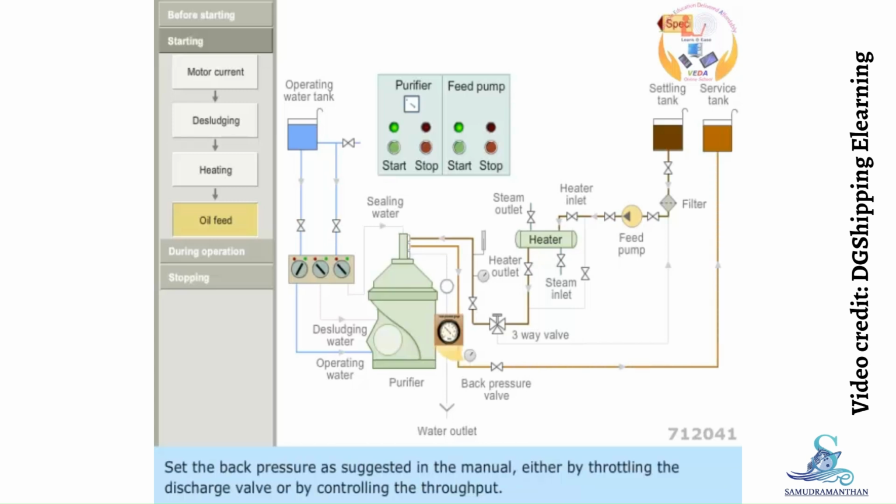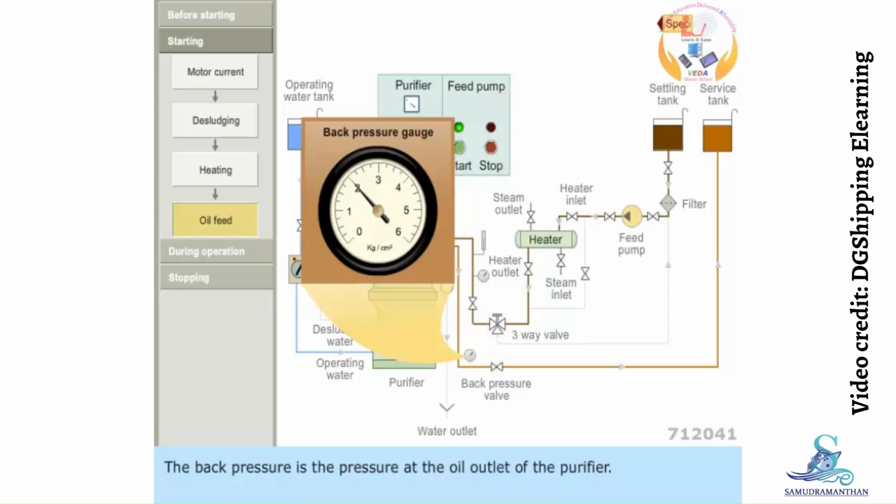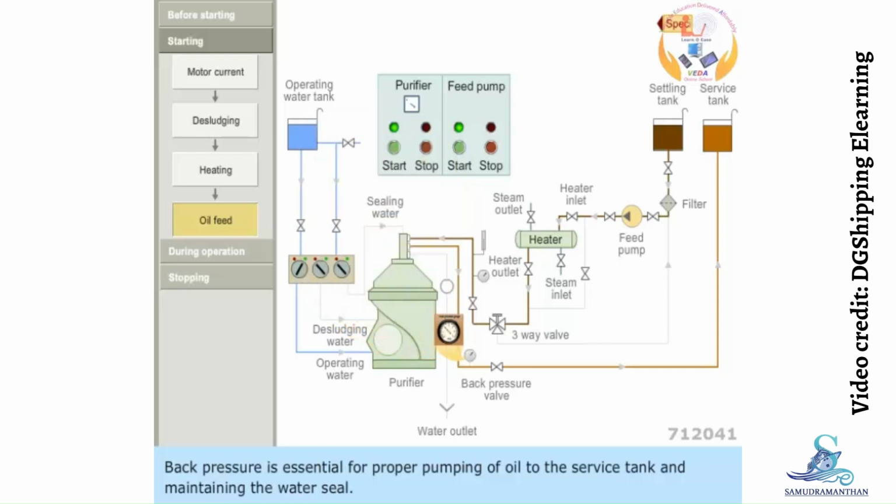Set the back pressure as suggested in the manual, either by throttling the discharge valve or by controlling the throughput. The back pressure is the pressure at the oil outlet of the purifier. Back pressure is essential for proper pumping of oil to the service tank and maintaining the water seal.